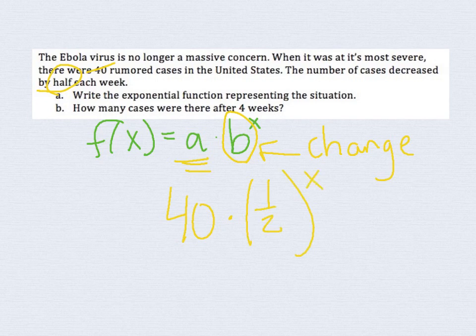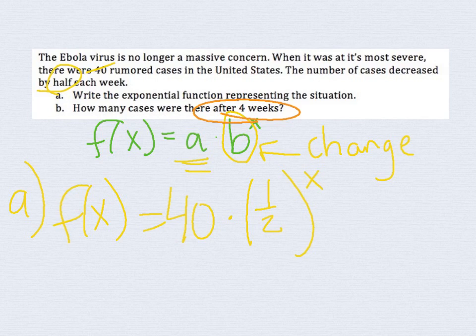And then again, we have to just clean up the equation a little bit, make sure we have the power of x in there, and make sure we have this f of x. And that's it. Here's my equation. f of x equals 40 times 1/2 to the power of x. So this is part A. Part B is asking me to evaluate how many cases there are going to be after 4 weeks.